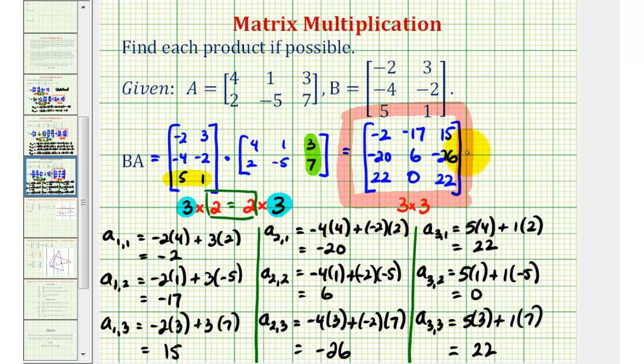I hope you found this helpful. I'll finish by leaving some formal notes on matrix multiplication on the screen.